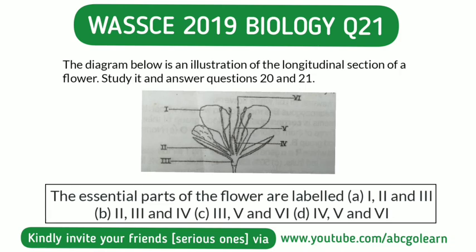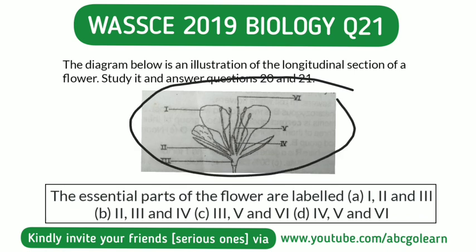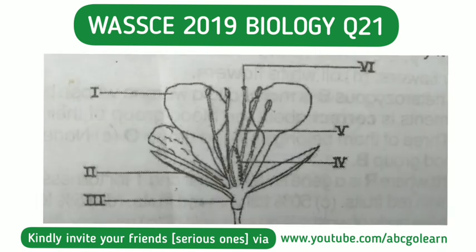Question 21. The essential parts of the flower are labeled. So in this very question, we'll use this diagram. I told you the other time that when we are talking about the main parts of a flower, we call them floral leaves, right? Now let's identify those floral parts.